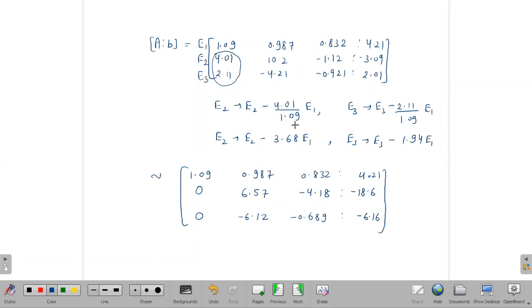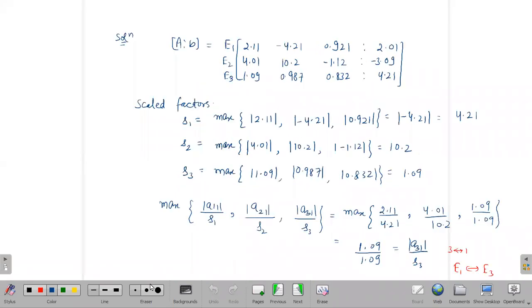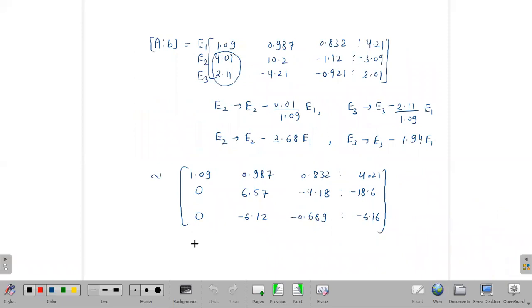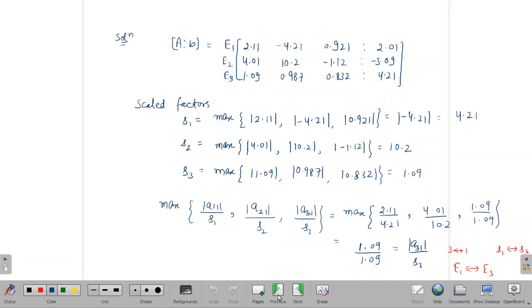Here you should write one thing: if you are interchanging the first row with the third row, your S1 will also interchange with S3. So now there is no need to find the scale factor again. You have to find the scale factor only one time. Don't do it again. Only repeat the maximum of the ratio.